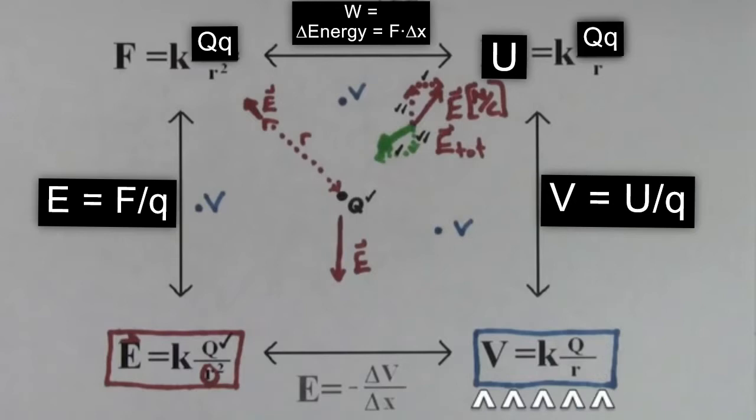You could use the formula kq over r to determine the electric potential created by a point charge. Q is the charge creating the electric potential, and r is the distance from the charge to the point in space where you're determining the electric potential. Using this formula is much easier than using the electric field formula because the electric potential is not a vector. That means it has no direction and no components.